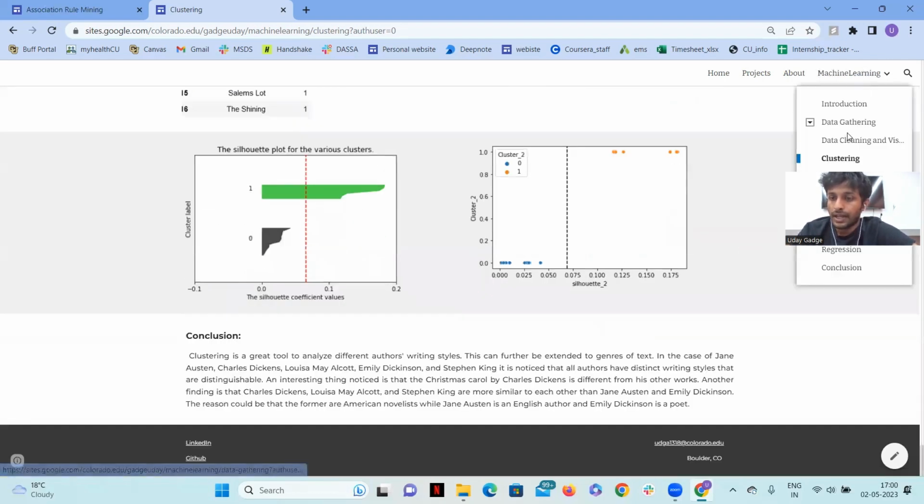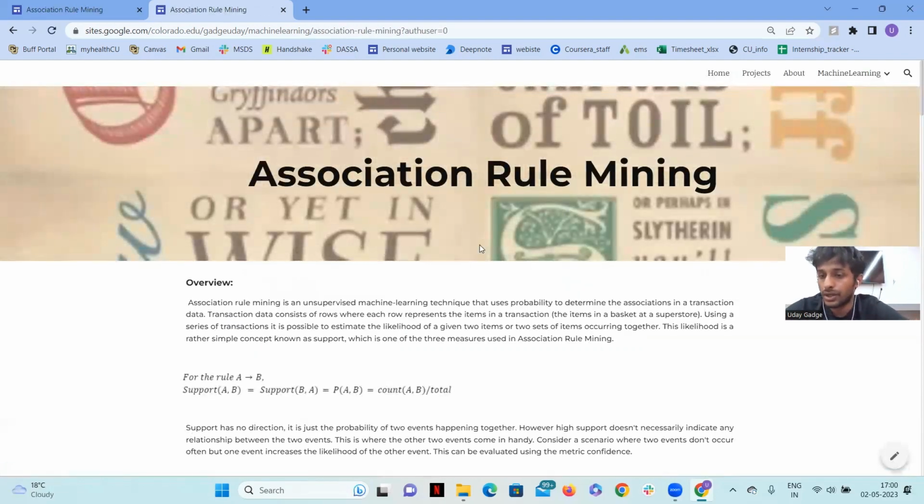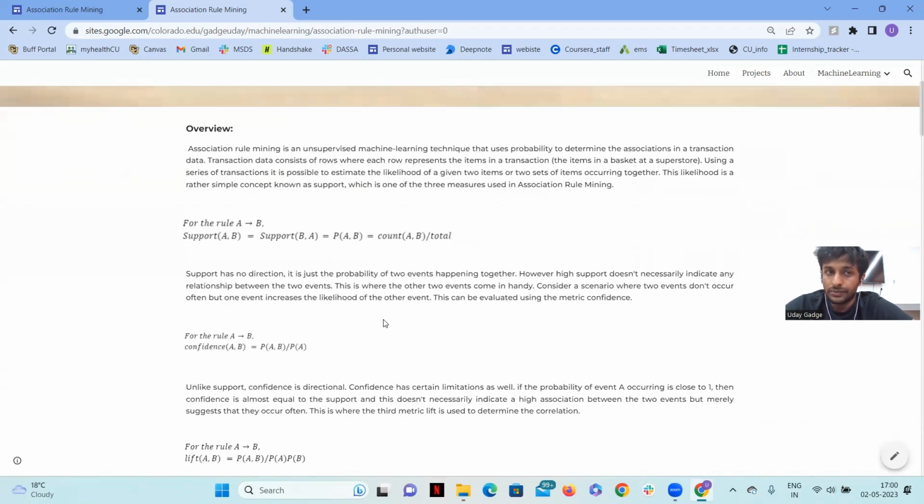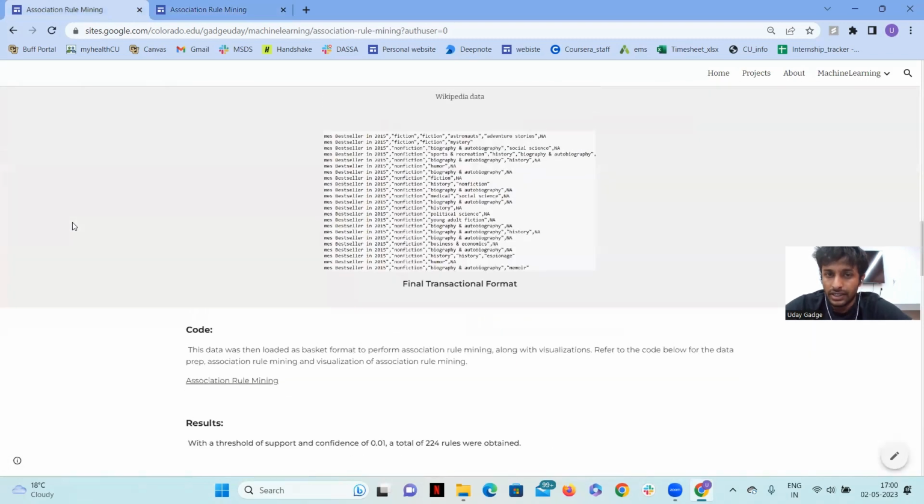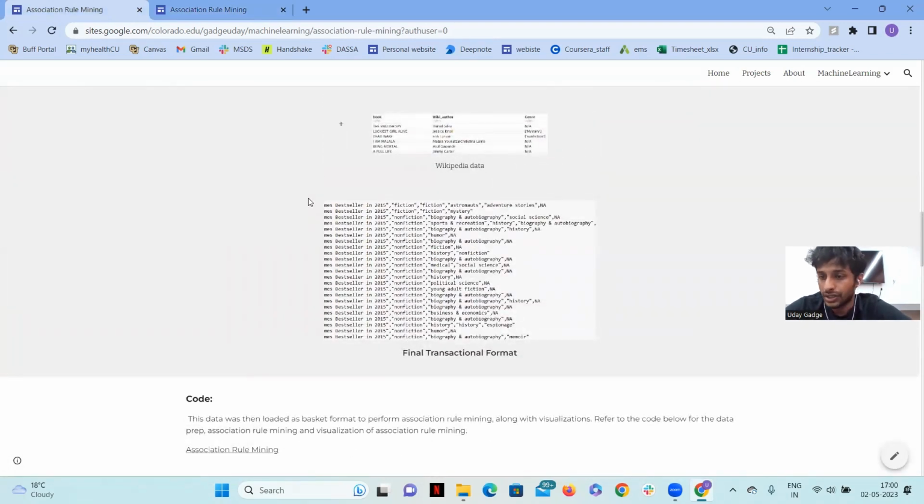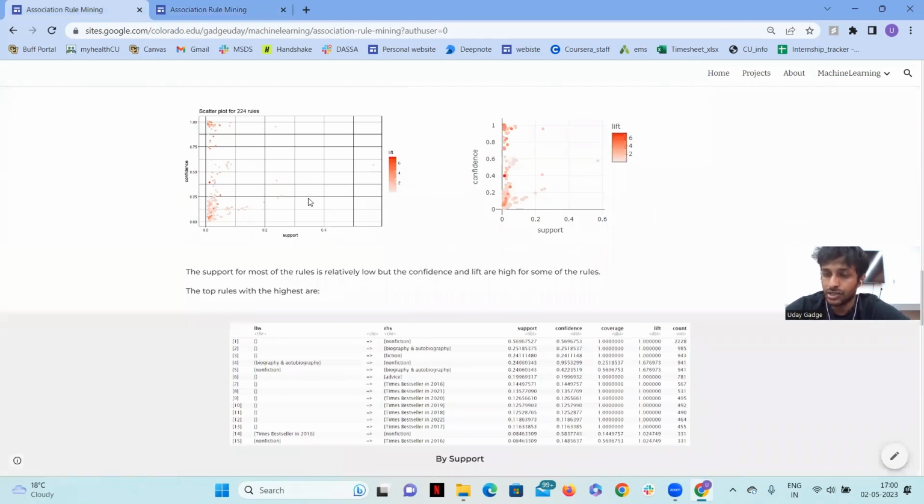Then I did something else, which is I wanted to understand the genres and subcategories of books and find associations with them. And for that, I did association rule mining. I essentially got data from the New York Times bestsellers list. I got the year they were the bestseller in, the genre, the subgenre, and then I did association rule mining to see which genres are associated with which year in what category.